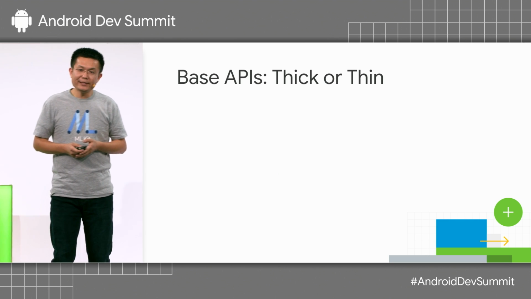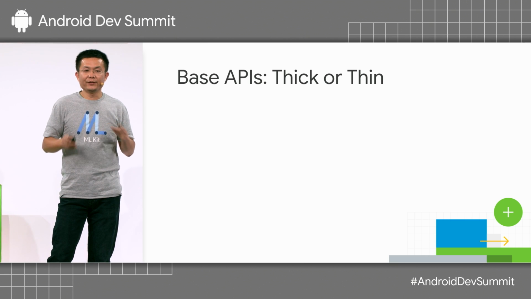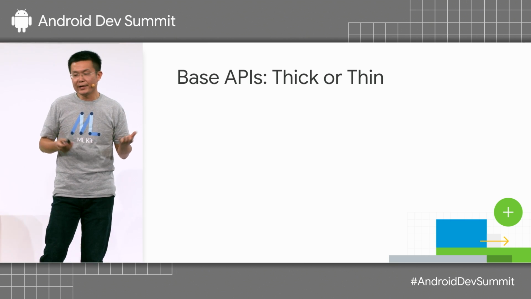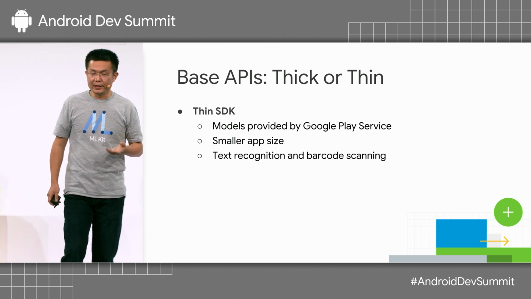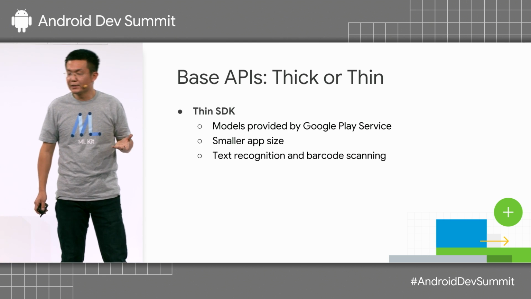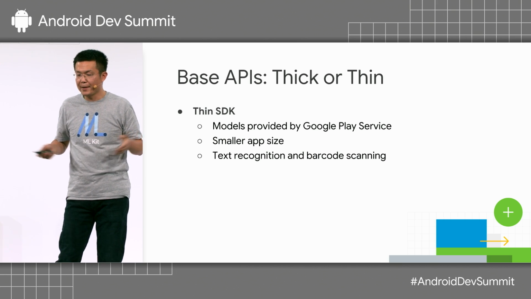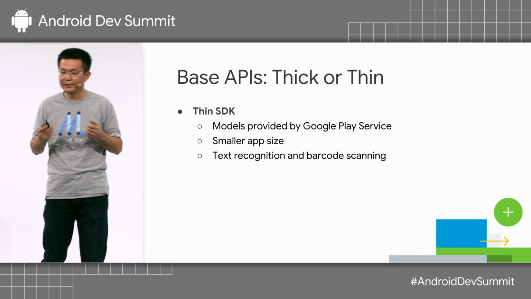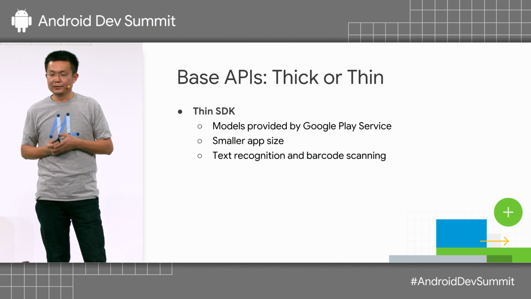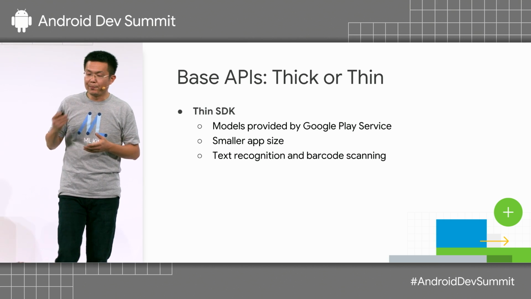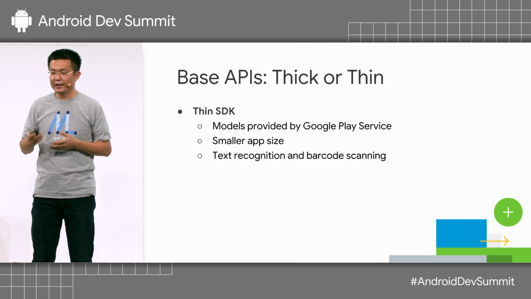If you're using our base API, it's provided in two different forms. For lack of better terms, I call them thick SDK and thin SDK. In the thin SDK, the model is actually provided by Google Play services, which means it's shared across all apps. The app itself does not have to contain the model, which will make your app smaller. Text recognition and the barcode scanning APIs are provided through the thin SDK.